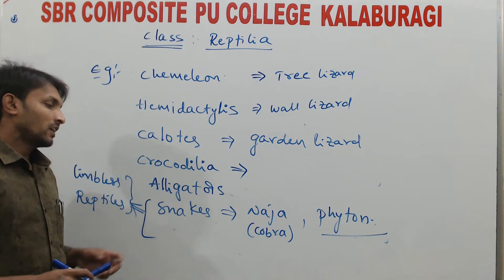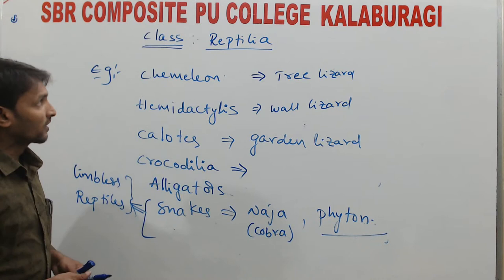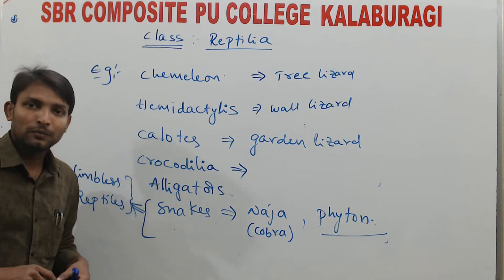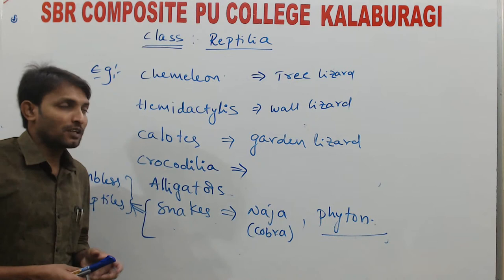So this is about the class Amphibia and Reptilia. Later, in the next class, we are going to complete the animal kingdom chapter. In the next class we will discuss class Aves and class Mammalia.